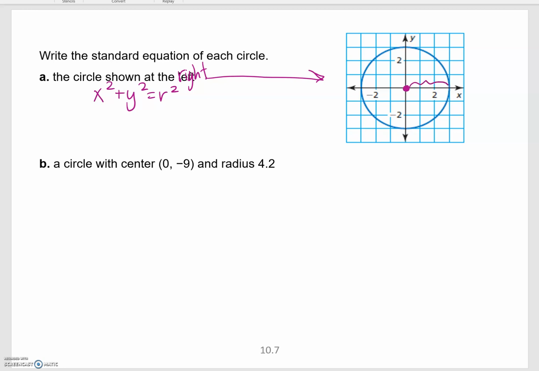That's going to be from the center to the edge of the circle. So I'm going to count over 1, 2, 3. I know my radius is 3, so I'm plugging that in here. And remember that is 3 squared. So my equation looks like x squared plus y squared equals 9.